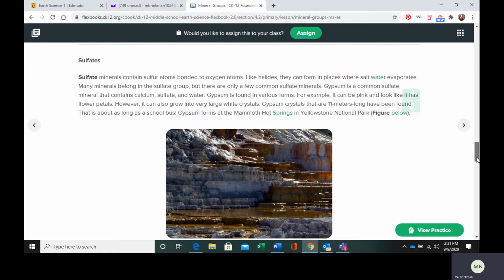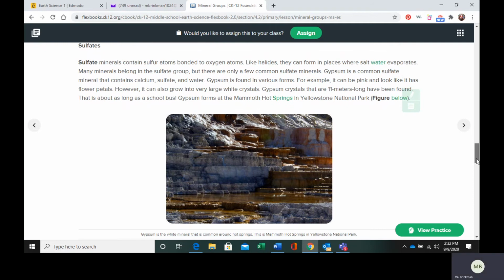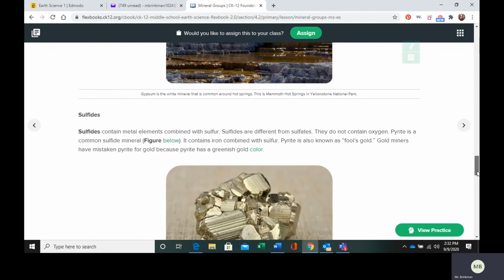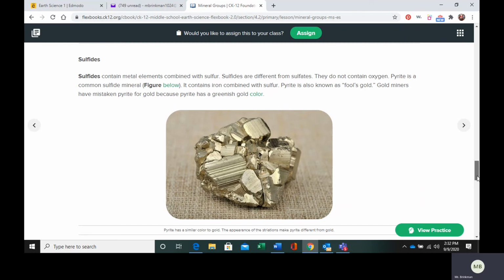Sulfates are sulfur atoms bonded to oxygen atoms. And like halides, they can form in places where salt water evaporates. A common sulfate is gypsum that you've probably heard of. Gypsum can be found in various forms, but it is a very soft mineral. Sulfides, you need to make sure, are different from sulfates because sulfides do not contain oxygen. Sulfates contain oxygen.